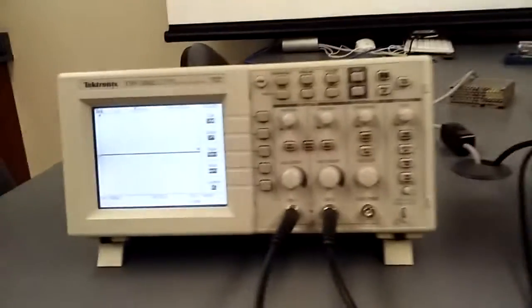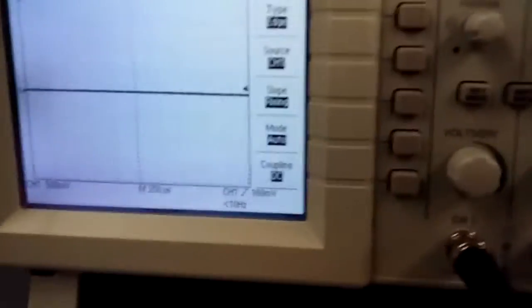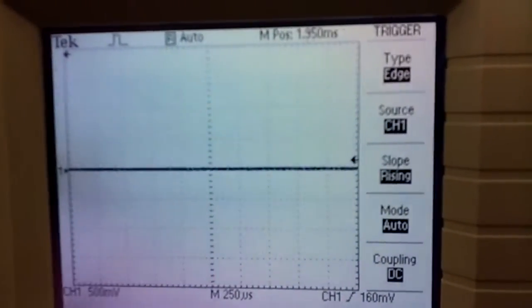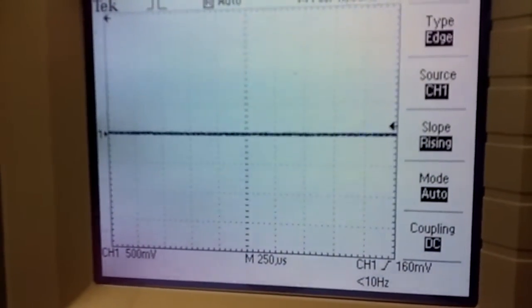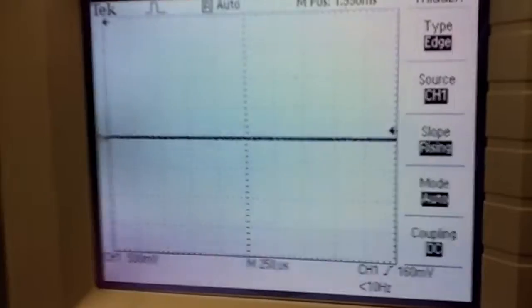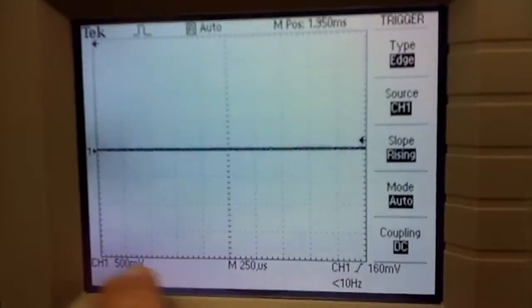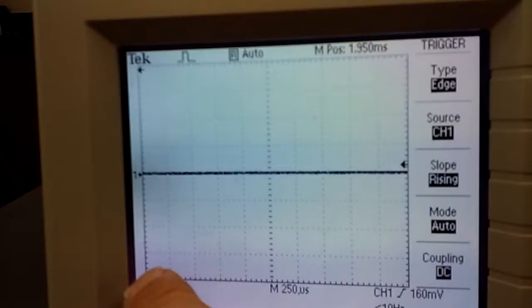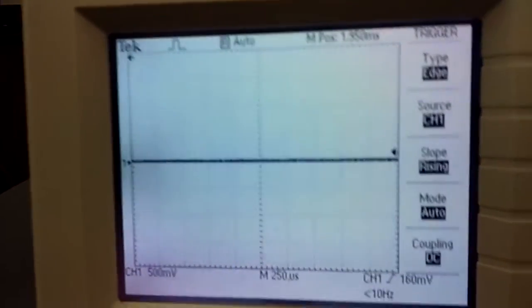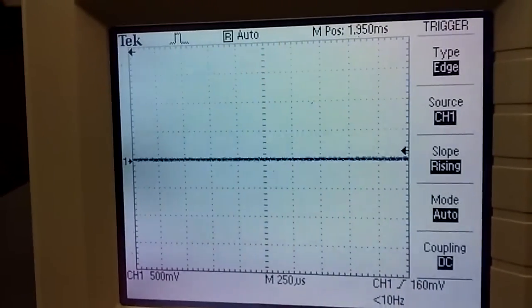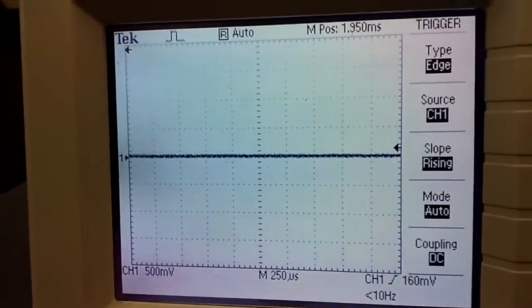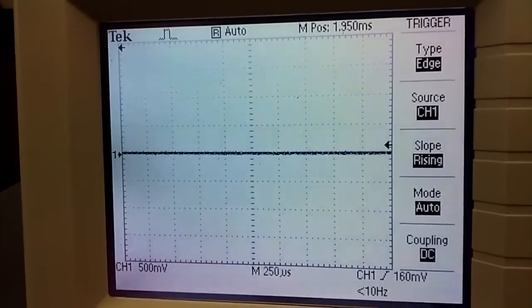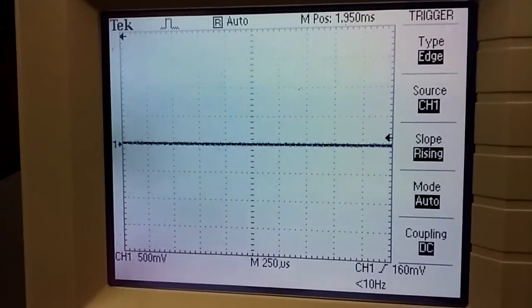Now let me zoom in closer to the screen on the oscilloscope. Hopefully you can see now. You see that there's a grid, okay? What this grid means is the x-axis is actually showing you time, okay? And the y-axis is going to be voltage. All right, so you're looking at a graph of voltage versus time. Right now it's not connected to anything, so it's just zero.